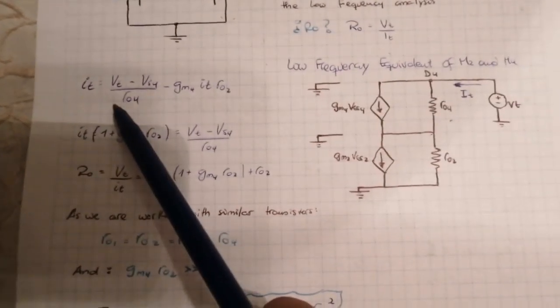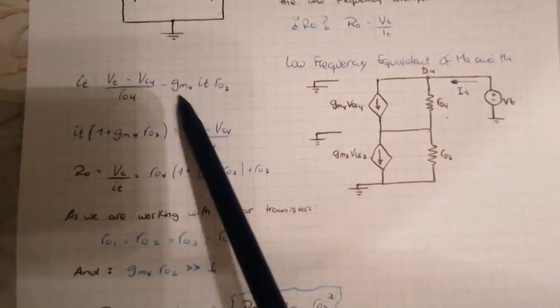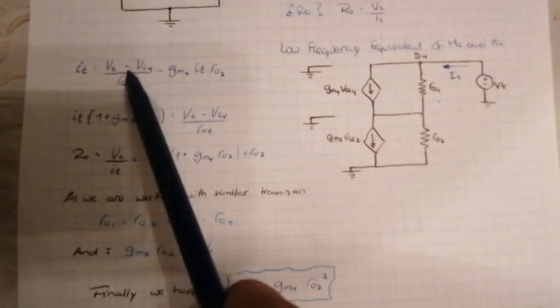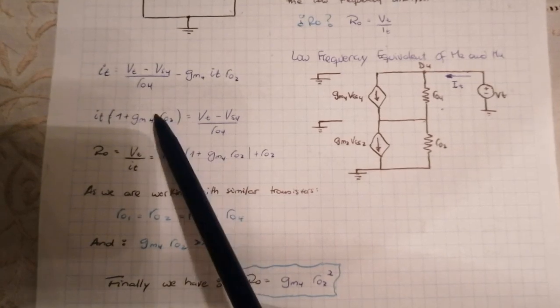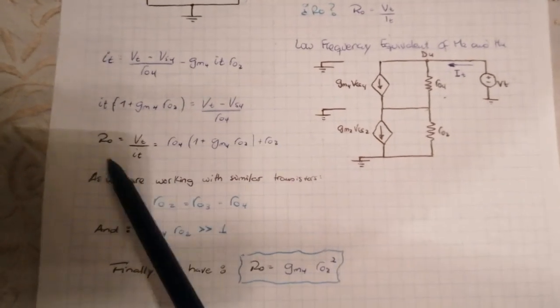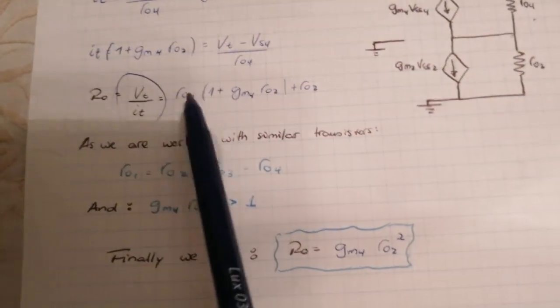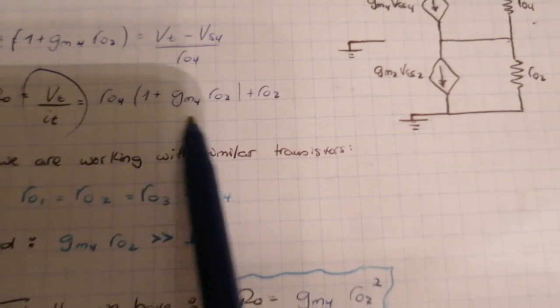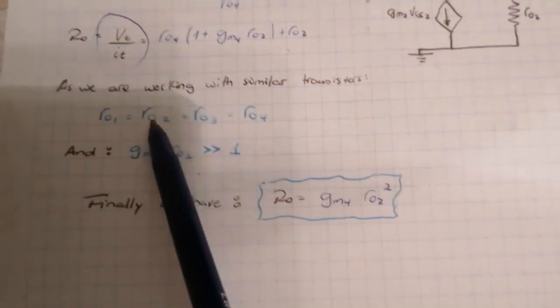So from here we go through here, and as we can see, the current of the source is this equation right here. And finally, if we do some math, we find this term right here, which is going to be our output resistance. And as we can see here, this is our final equation.